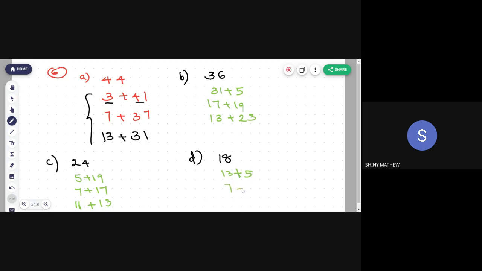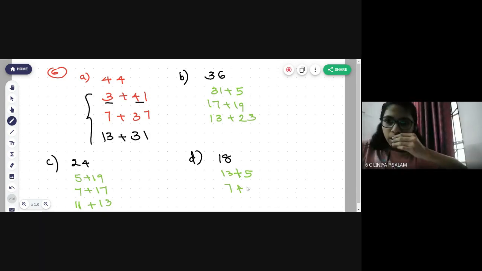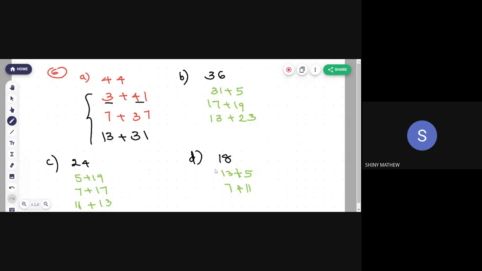Then 7 plus how much is 18? 11. Okay, I think only these two. These two ways only we can write 18. Okay, only 2 examples are needed for 18, but in all other cases you give 3 examples.